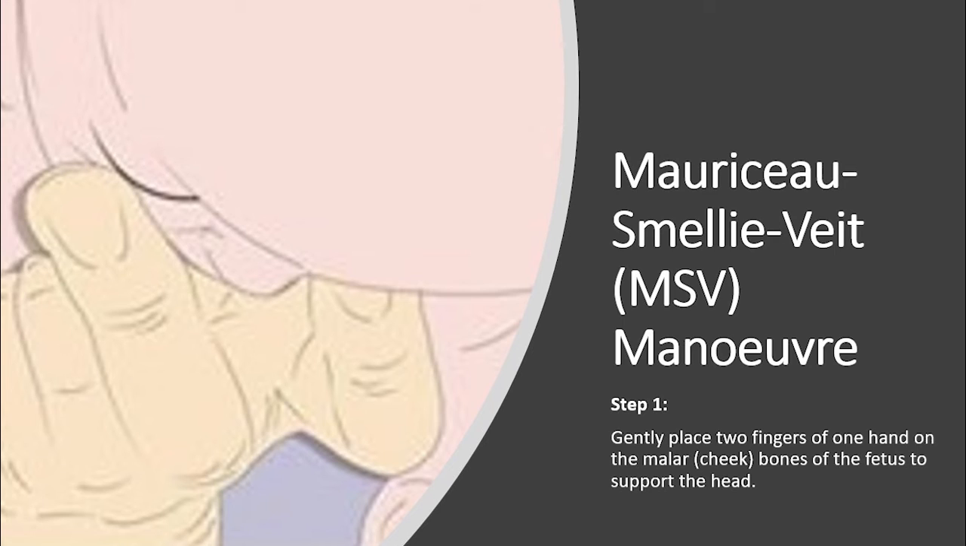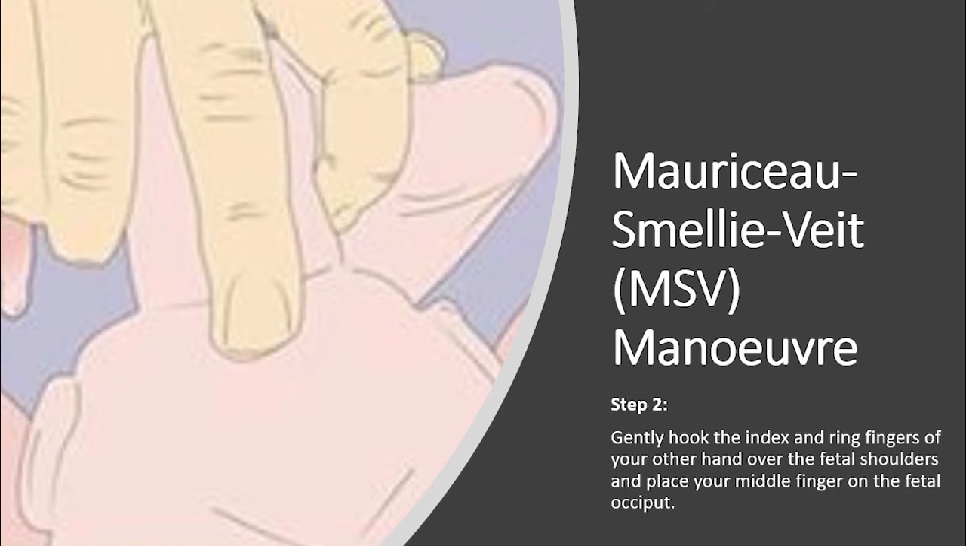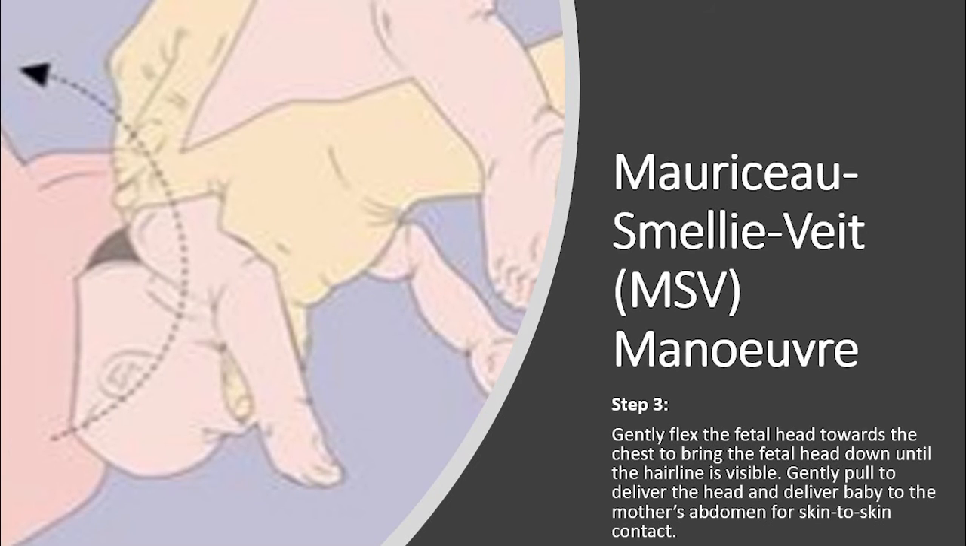After the Løvset manoeuvre, if the head does not spontaneously deliver, the Mauriceau-Smellie-Veit manoeuvre may be required. Step 1 of the MSV is to gently place 2 fingers of one hand on the malar bones of the fetus to support the head. Step 2 is to gently hook the index and ring fingers of your other hand over the fetal shoulders and place your middle finger on the fetal occiput. The third and final step is to gently flex the fetal head towards the chest to bring the fetal head down until the hairline is visible. Gently pull to deliver the head and deliver the baby to the mother's abdomen for skin-to-skin contact.